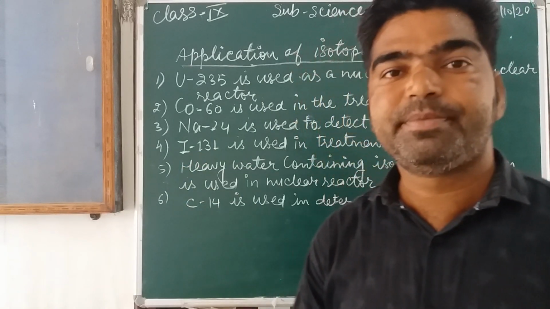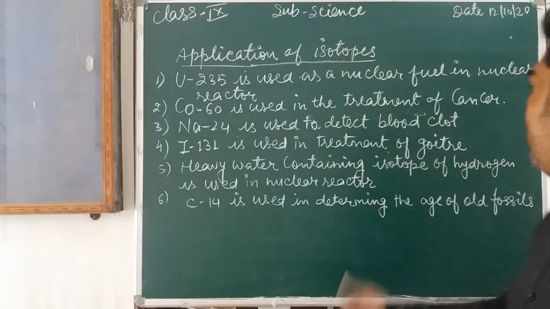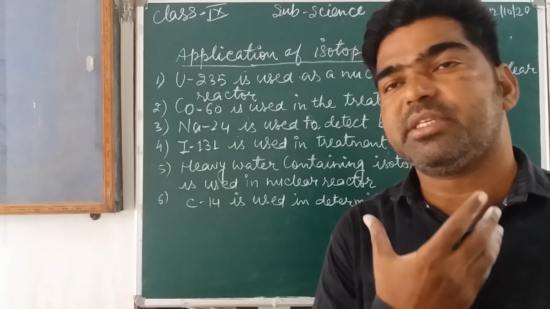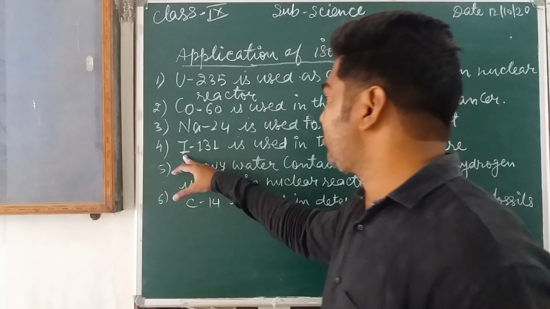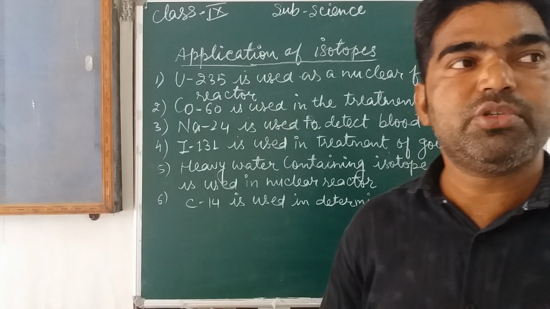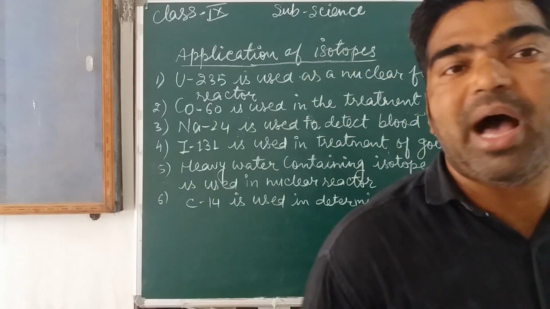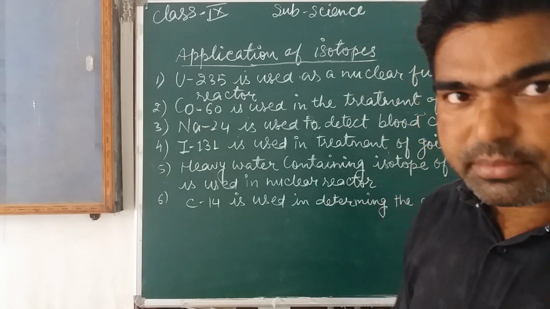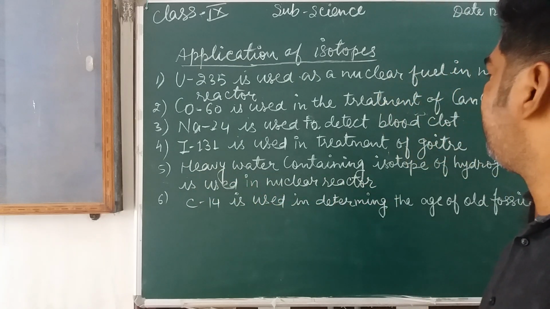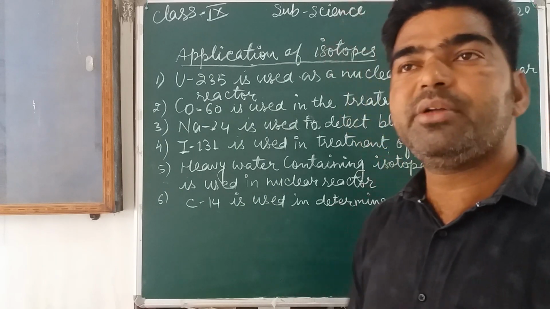Iodine-131, an isotope of iodine, is used in the treatment of goiter, the swelling of the neck or throat. Heavy water, D2, deuterium, an isotope of hydrogen, is used in a nuclear reactor to slow down the speed of neutrons.